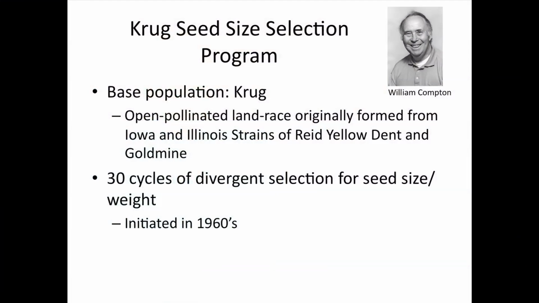The seed size selection program that I'm going to discuss was from a base population Krug. There's 30 cycles of divergent selection for seed size. I know with the microbial biologists in here, that might have been a one-day or a one-month experiment for you. This was a whole career of Bill Compton to carry out this experiment. So there's not a lot of these populations around, but I think they can provide some interesting insights.